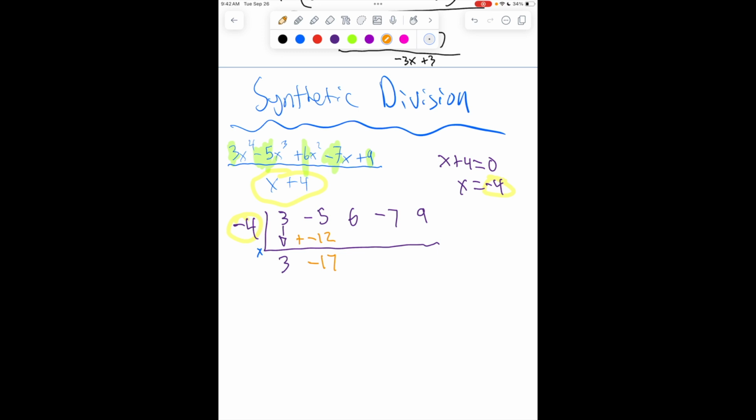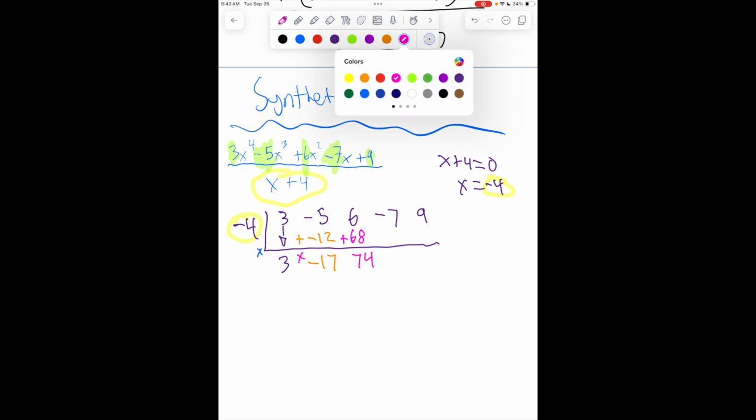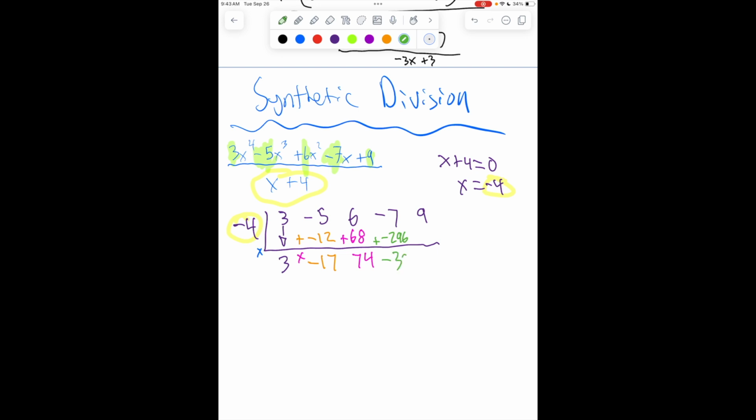Now I'm going to repeat that same step. I'm going to take -17 and multiply it by -4. -17 times -4, and feel free to use a calculator, gives me 68. Now I take 6 plus 68 and get 74. I keep going through this process. 74 times -4 is -296. I add -7 plus -296 and get -303.